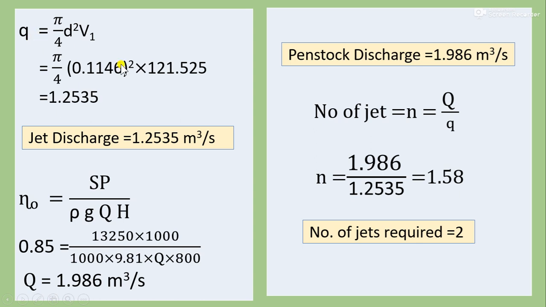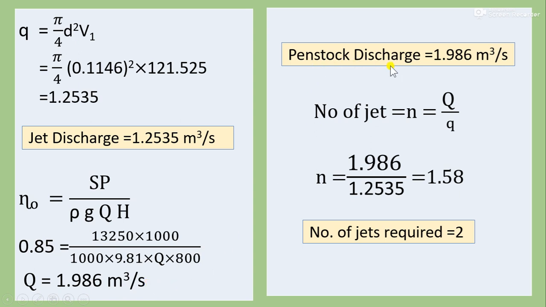For the one jet discharge, that is small q, it means pi by 4 d square V1. Here diameter of jet is calculated, V1 is also calculated, put over here and get the jet discharge in meter cube per second. From the overall efficiency formula we can calculate Q, because here shaft power is given, that we take in watt, value of rho, g and H, and overall efficiency are known values. So here unknown is Q, that is meter cube per second, we get by the calculation.